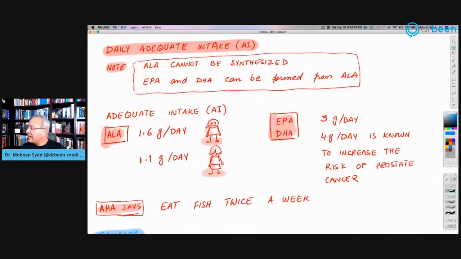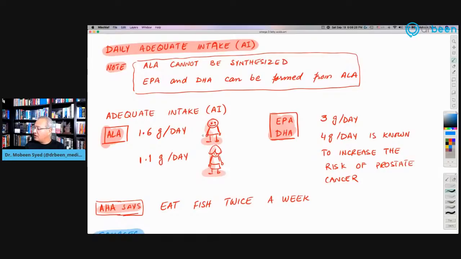What is the daily adequate intake? We will see a little later that the sources or types of omega-3 are either from the plant and seed source, or from the marine or seafood. One of those is called ALA, that is from the plant and seeds. And the marine is called EPA and DHA.